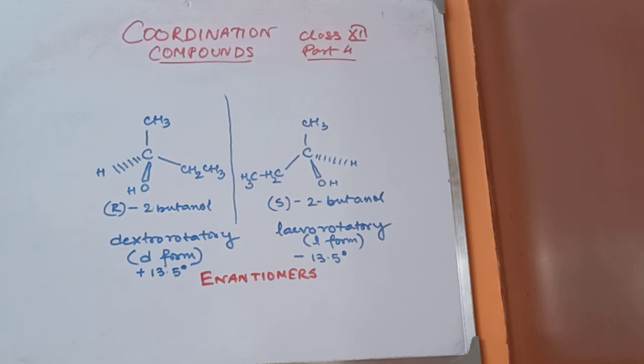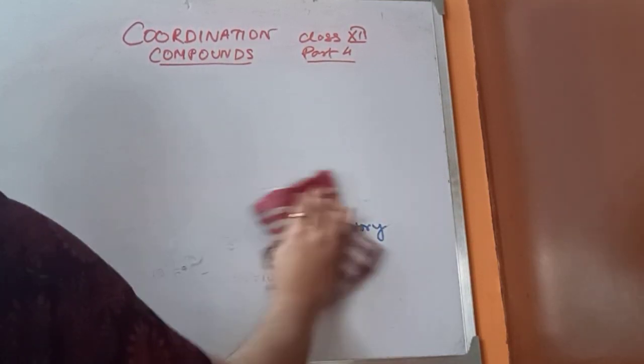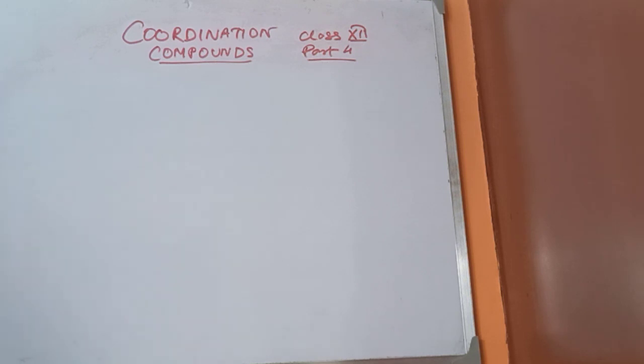Another thing which I need to make you remember is that there is an optically inactive form also, which is known as the meso form. When I come to the optical isomerism, I'll show you how the coordination compounds show optical isomerism. I'll come to that point.